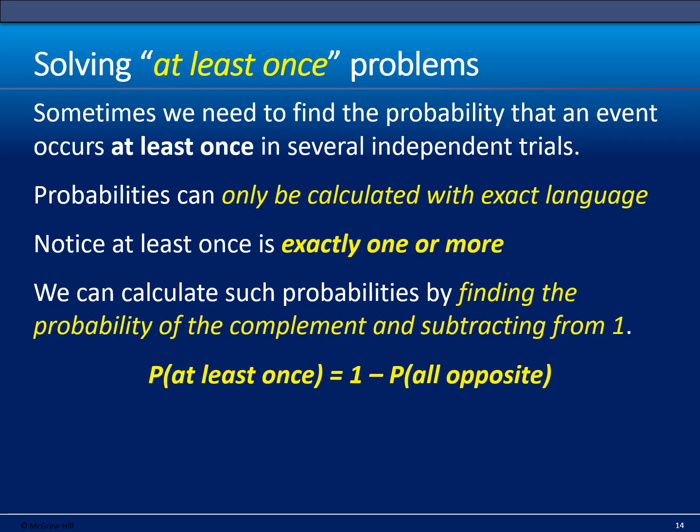Probability of at least once. So the probability of at least once equals 1 minus the complement. The probability of the complement is that they're all opposite. So the probability of getting at least 1 heads is 1 minus the probability that you get all tails.